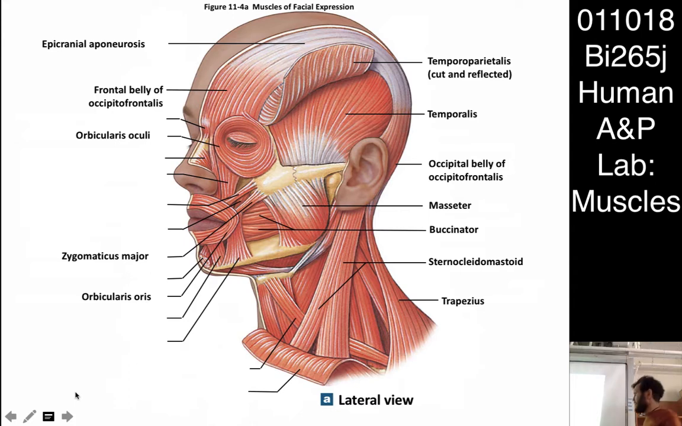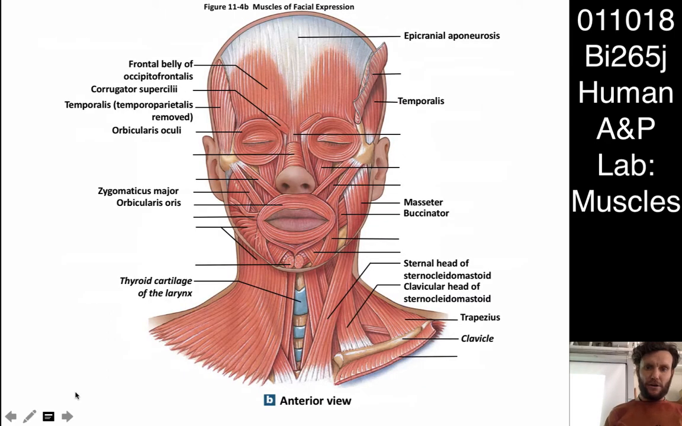I left zygomaticus major on there. I'm not sure if I've ever even asked that question on a test, but I might as well tell it to you. It's on there. Zygomaticus major. This is the smiling muscle. It just pulls the corner of the cheeks up, the corner of the lips, corner of the mouth, pardon me, up towards your zygoma. Zygomaticus major. I'm moving on from the face here. No, I'm not. I got another one.